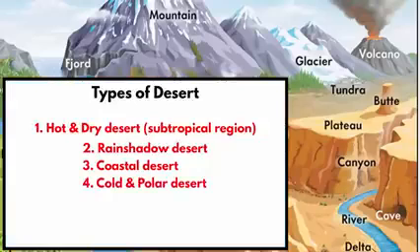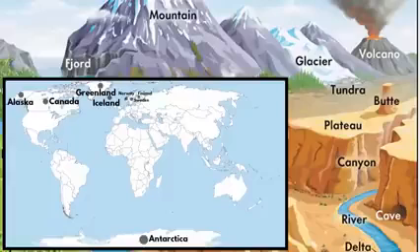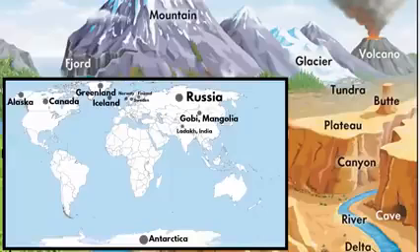The fourth type of desert is cold and polar desert. Examples of polar deserts are Antarctica, Alaska, Canada, Greenland, Iceland, Norway, Sweden, Finland, Russia. In India we have Ladakh, which is a cold desert. Even Mongolia's Gobi Desert is a cold desert, but it is also a rain shadow desert. Patagonian Desert in Argentina is also a cold desert.